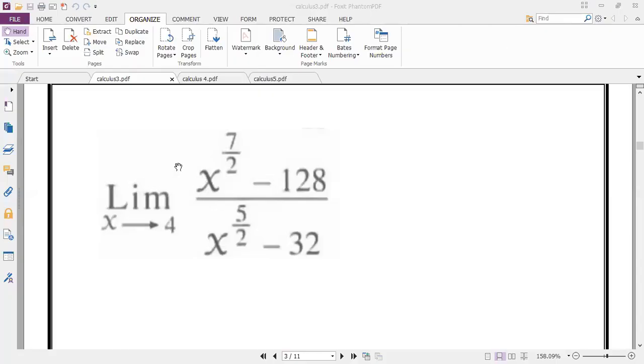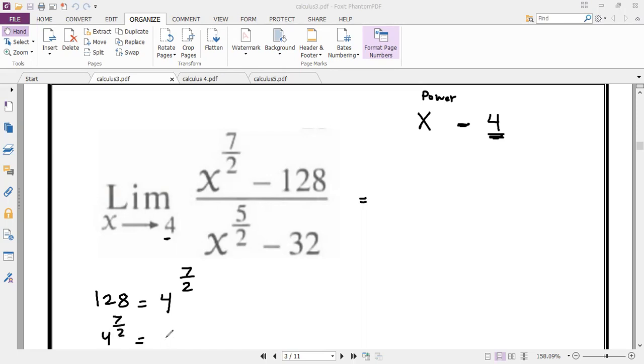Here in this example, we have a limit, and x tends to 4. So the limit must be written with x at the very beginning, and we have a negative, and the second term must be 4. Okay, so x is raised to any power, I don't care about the power, but the second term must be 4. And if we look at 128, this 128 is 4 raised to the power of 7 over 2. How is that? You know, 4 raised to the power of 7 over 2.